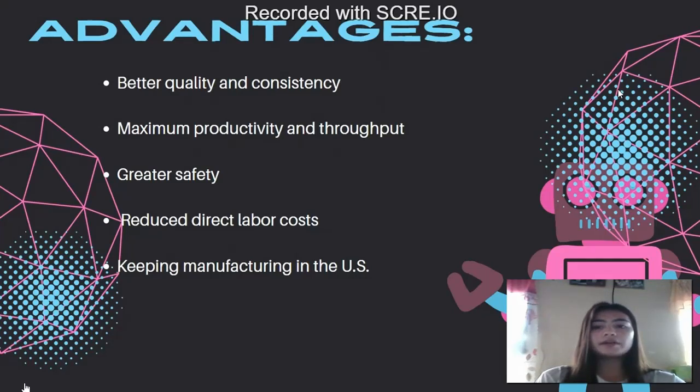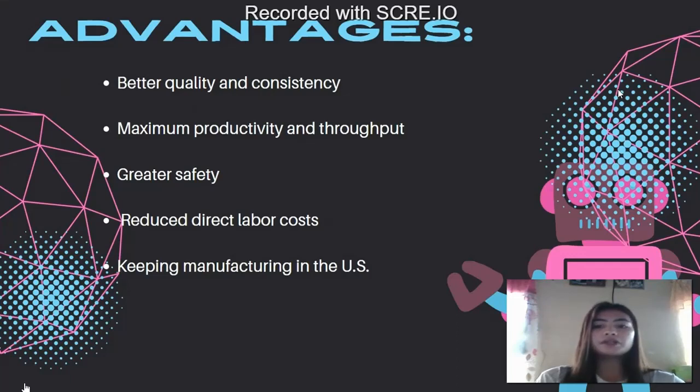Fourth is reduced direct labor costs. The cost of having a person handle a manufacturing operation is often more expensive than a robot. This can also free up the workers so their skills and expertise can be used in other business areas such as engineering, programming, and maintenance.